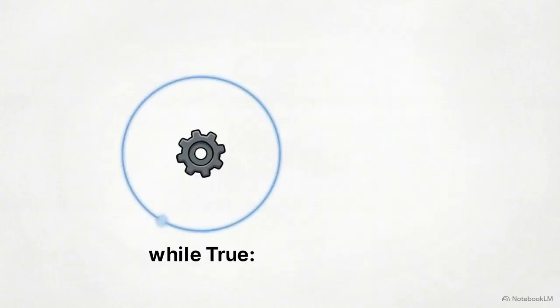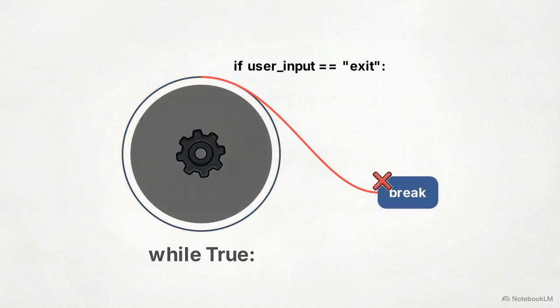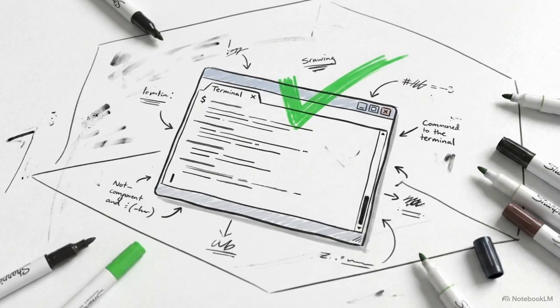However, an infinite loop provides little way for the user to end the session. We solve this by adding an escape hatch. If the script detects the word exit, it executes a break command to close the application. Including these deliberate exit parameters ensures the script handles session termination correctly for the end user.